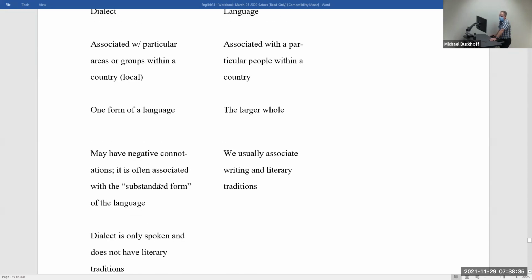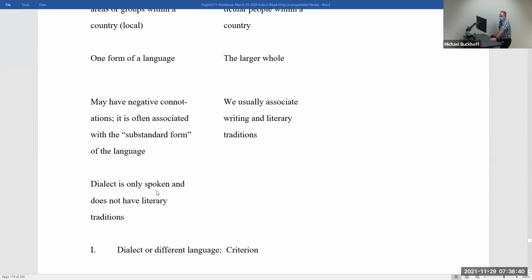Language, we usually associate with writing and literary traditions. A dialect is only spoken and does not have literary traditions. However, there are writers, I know William Faulkner did this, Maya Angelou did it from time to time, when they included quotes from people, they included how they said it, or how they would say it based on the setting of the story. So if your characters are from Mississippi, you're going to be using a lot of multiple negations.